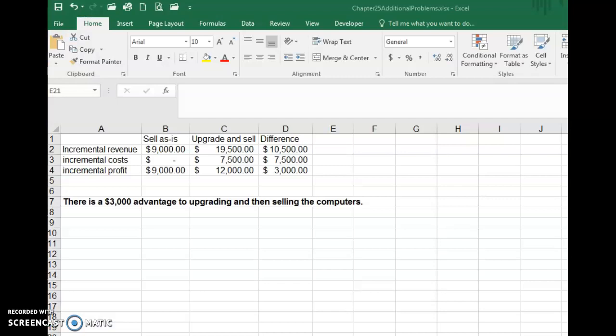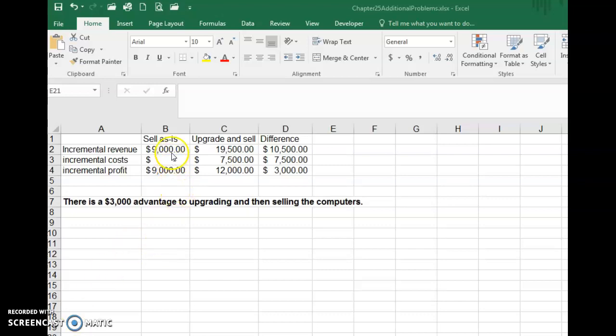Okay, so for this first problem, the Henderson Company has 12 obsolete computers that are carried in inventory at a cost of $13,200. These computers could be upgraded at a cost of $7,500, and if they are, they could be sold for a higher price of $19,500. Should the company sell them as is, or should they further process them?